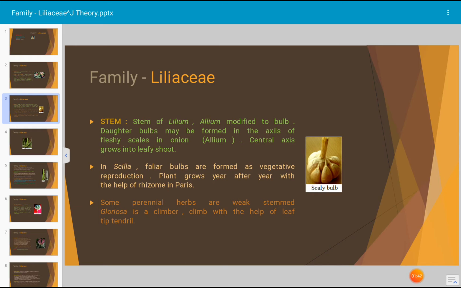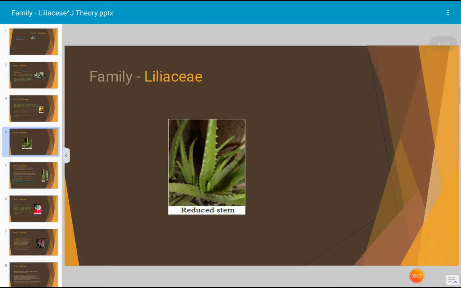Some perennial herbs are weak-stemmed, like Gloriosa, and this Gloriosa is a climber that climbs with the help of leaf tip tendrils. The tip of the leaf of Gloriosa is modified into a thin thread-like structure known as a tendril, and that tendril helps the plant to climb. This is the reduced stem that occurs in aloe vera, as shown in the photograph.